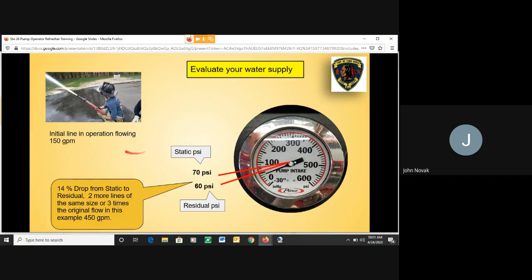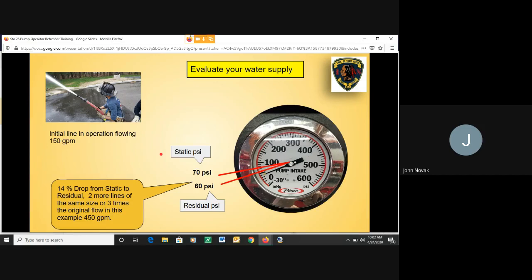We get water flowing. Our first line over here is an inch and 3/4 flowing 150 GPM. Our compound gauge drops down to 60. That gives us a 14% drop from static to residual, which there is a formula for. It's not something you're really going to use on the fire ground, but basically that tells us in this situation we could put out 3 more times the original flow. So in this example, we'd be able to flow 450 GPM from our water supply.